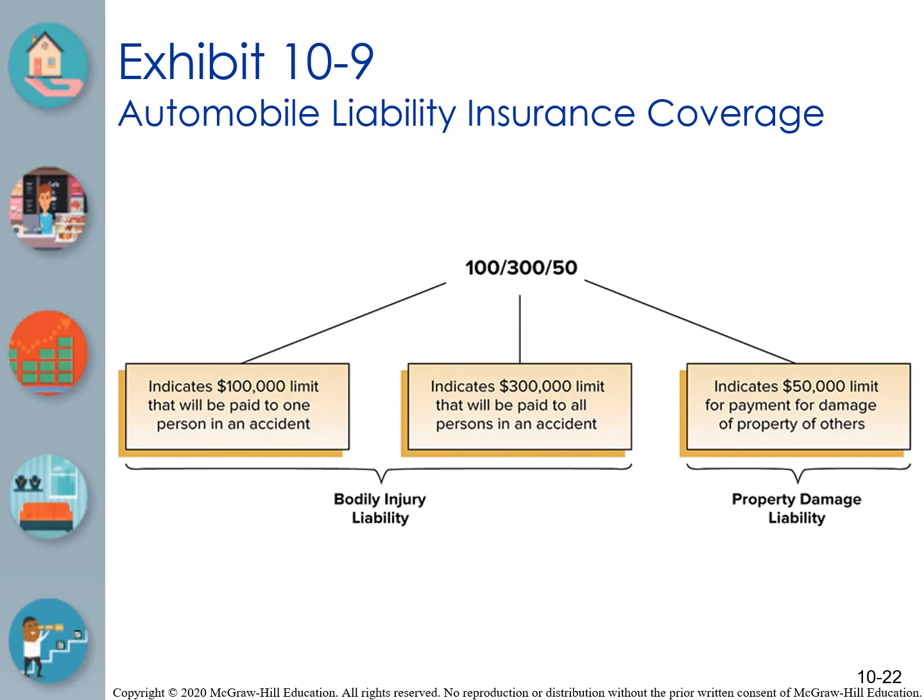So automobile insurance coverage, 100/300/50. This is standard in Michigan, for example, for sure. It's similar elsewhere; this is the way it's set up. Well, 100 indicates a $100,000 limit that will be paid to one person in an accident. 300 indicates $300,000, the limit that will be paid to all persons in an accident. So this is basic coverage. 50 is a $50,000 limit for payment of damage to property of others.